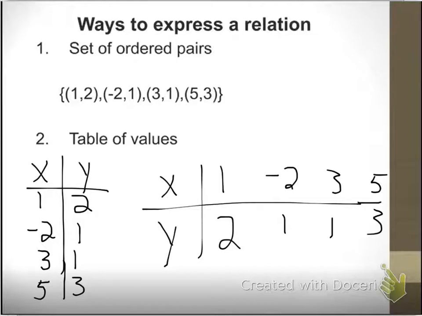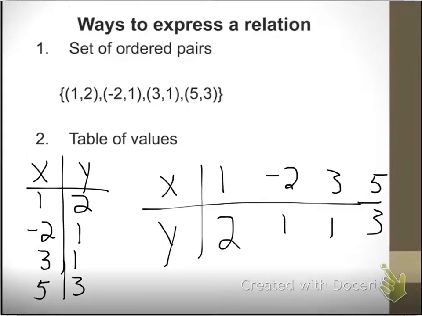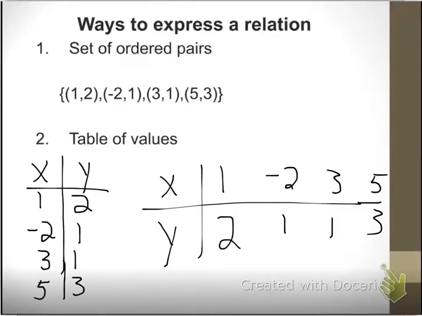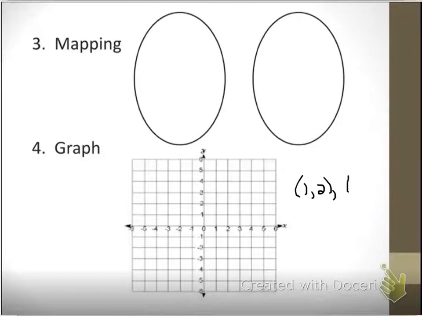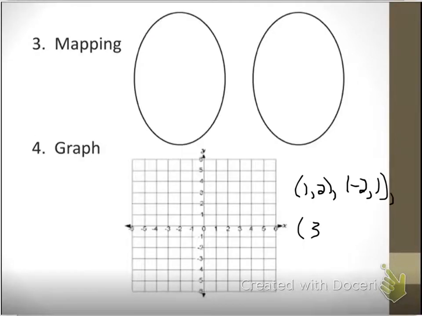Okay, there's a couple more ways we can express a relation. The next one is what we call a mapping. I'm going to write my ordered pairs over here. 1, 2. Negative 2, 1. Three, 1. And 5, 3.